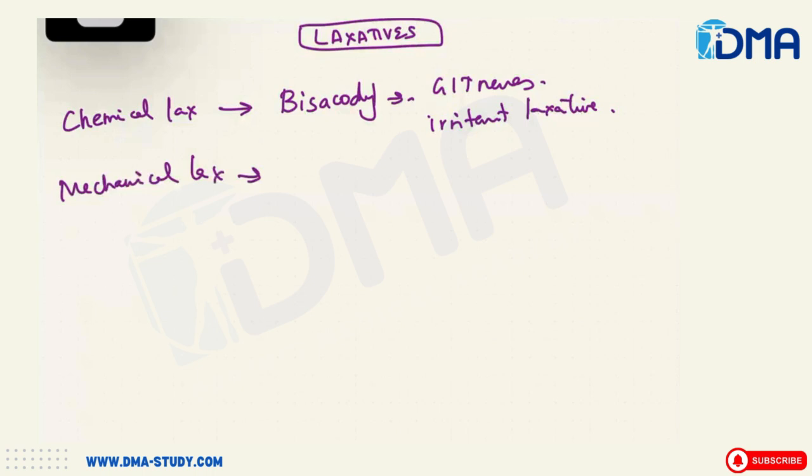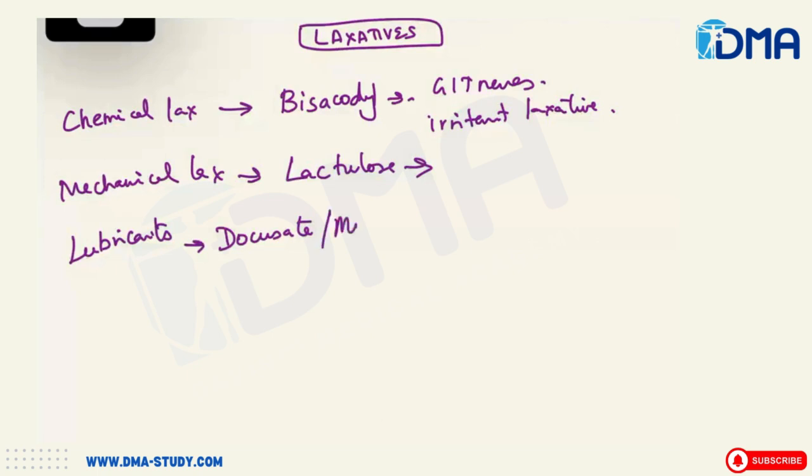Mechanical laxative is lactulose. It increases the fluid content. It absorbs, it pulls up all the fluid inside the gut so that the fecal content becomes bulkier to come out. That is how lactulose acts. Then lubricants, example, Docusate or any mineral oil. It helps in lubricating the intestinal content and throw it out. This is how laxatives act.